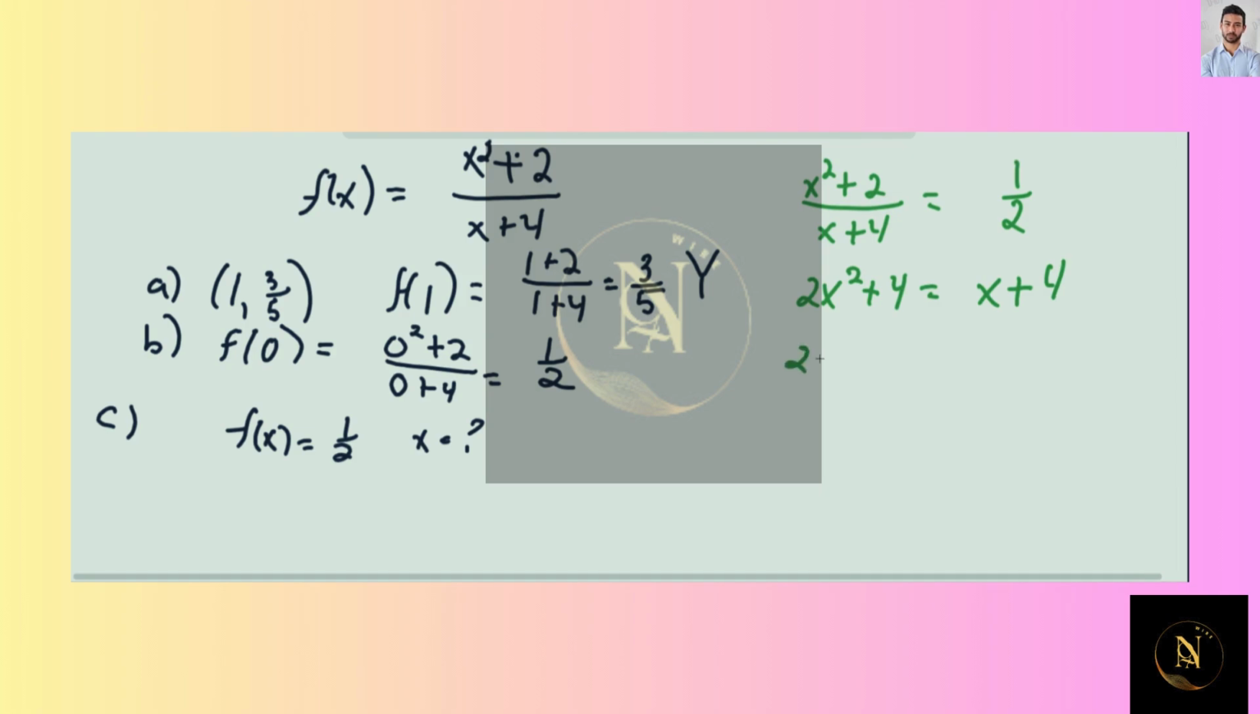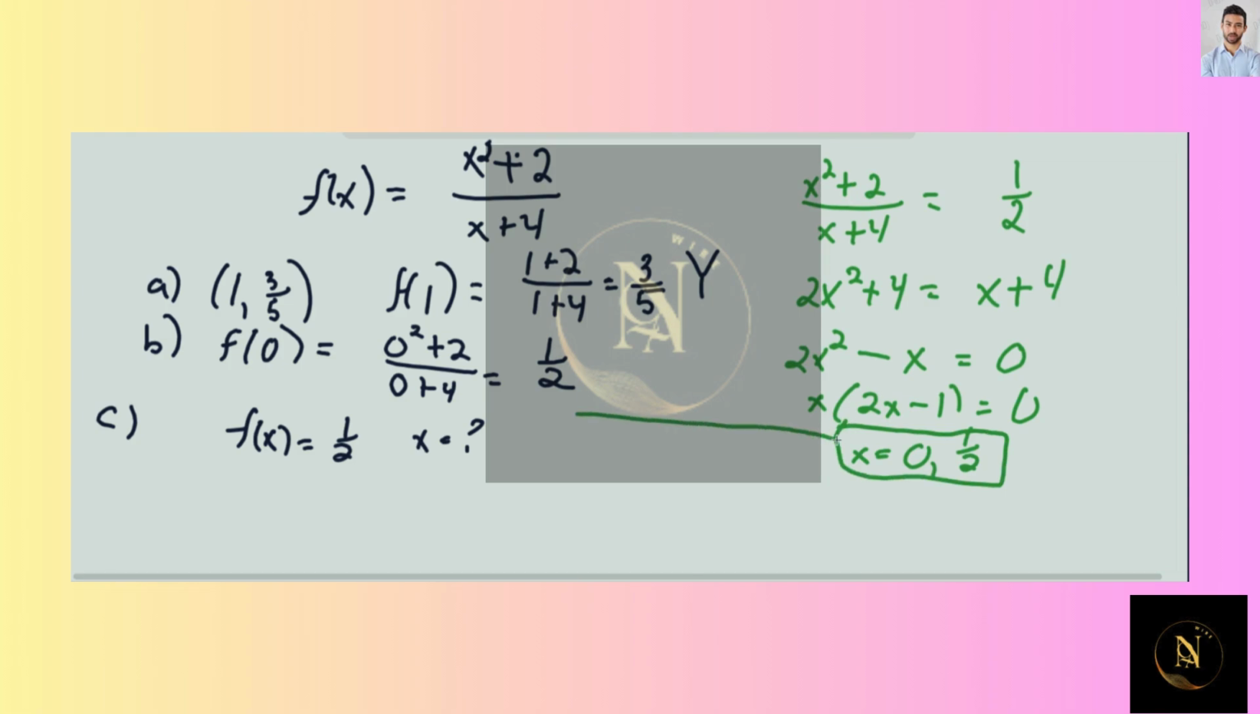And I see I have a quadratic, so let's set that equal to 0. And let's factor out that x. So I see when x is 0, which we already knew, and also when x is 1/2. Those are my answers for when f(x) is equal to 1/2.